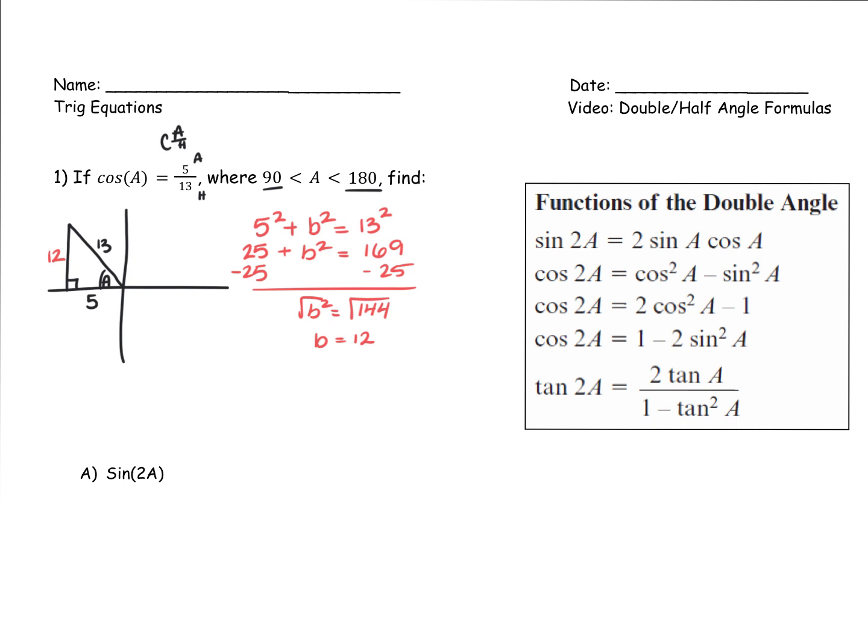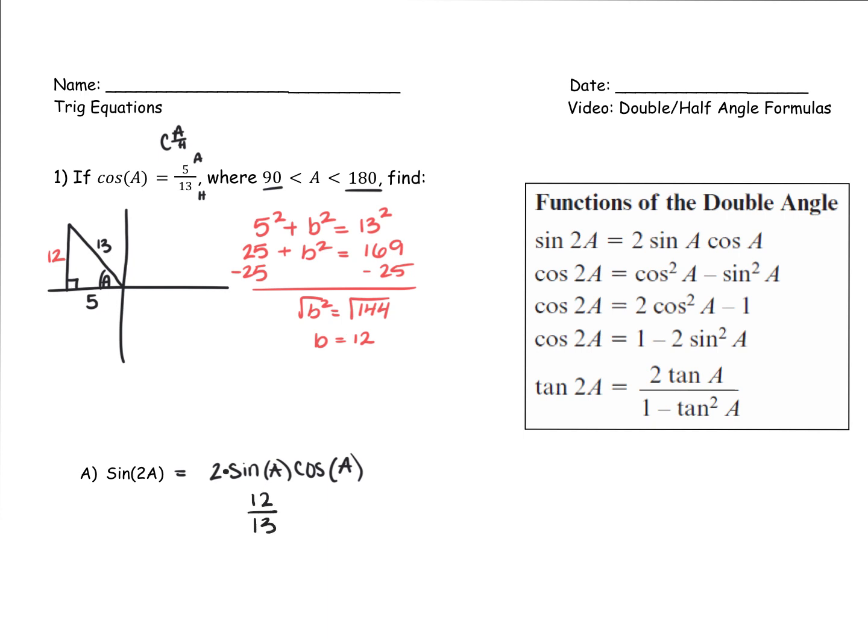Okay, so now that we have a clear picture, we can go ahead and answer part A. Part A says find sine of 2A. So the formula for sine of 2A is simply 2 sine A cos A. And I'm going to put parentheses around the A. Okay, so sine of A, if this is angle A, sine is opposite over hypotenuse. So opposite and hypotenuse. So sine is 12 over 13.